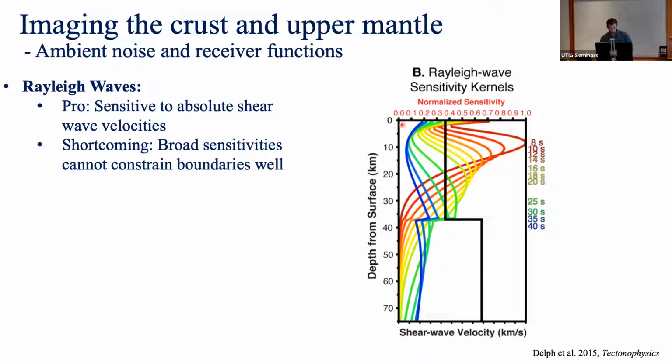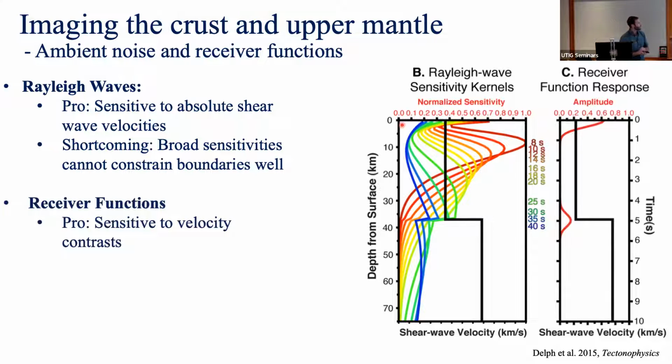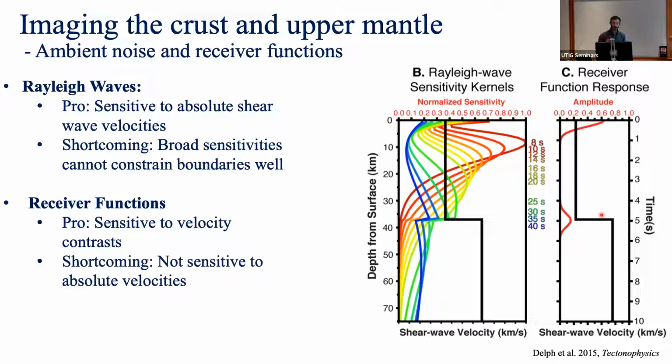But we can pair this with another data set that's very sensitive to these velocity discontinuities, and that is receiver functions. Specifically, these are P-wave radial receiver functions. You can see the response of the receiver function shown in red to that same shear wave velocity structure shown there in black. You get this nice positive amplitude peak, whose amplitude corresponds to the magnitude of the velocity change across that boundary. Now, the shortcoming of this methodology is it's not sensitive to the absolute velocities on either side of that boundary, only the velocity contrast across it, but it can be complemented by those ambient noise measurements to constrain those absolute velocities.